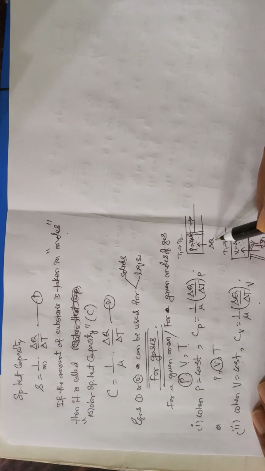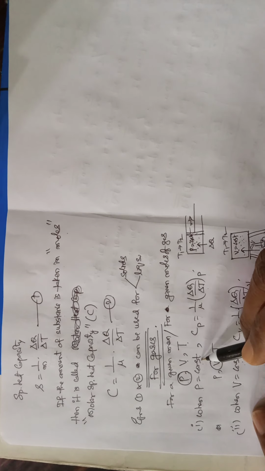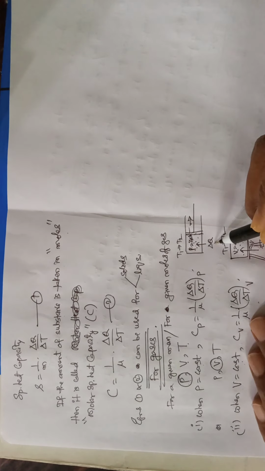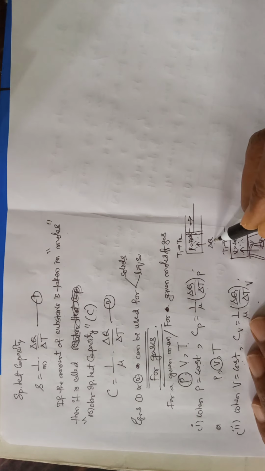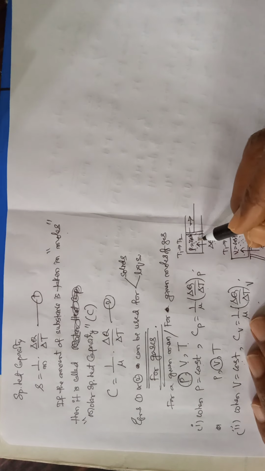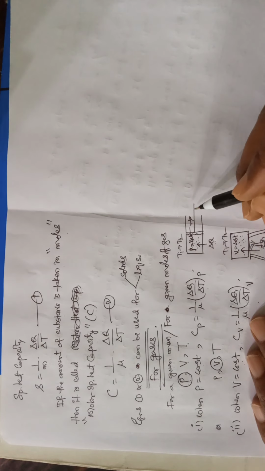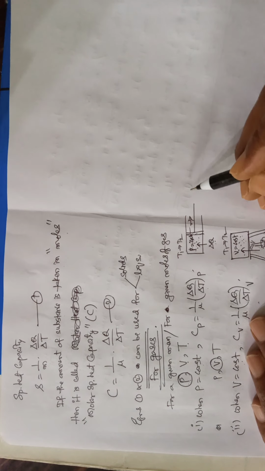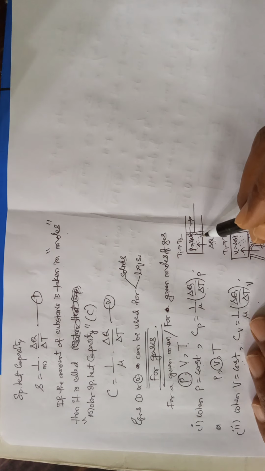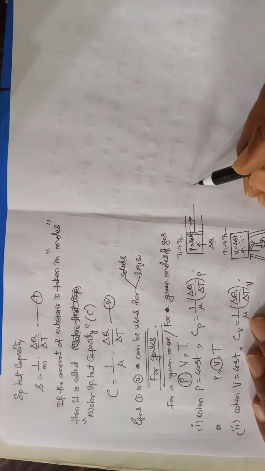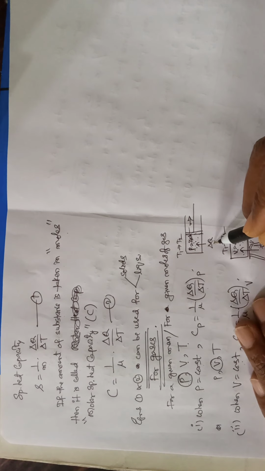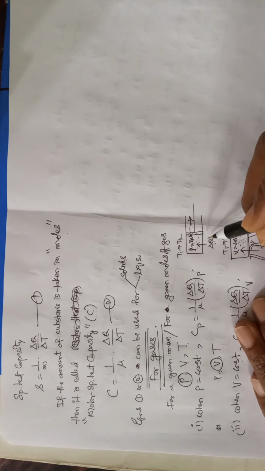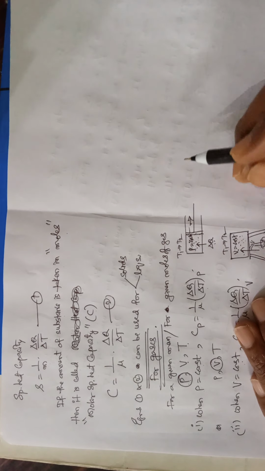when you supply heat energy keeping pressure constant, the heat energy supplied is utilized in two ways. A part of the heat energy is used to increase its temperature and the remaining is used to do work, because here it is moving the piston through some distance. It means the gas is doing some work. So some energy is used to increase the temperature and the remaining heat energy is used to do work.